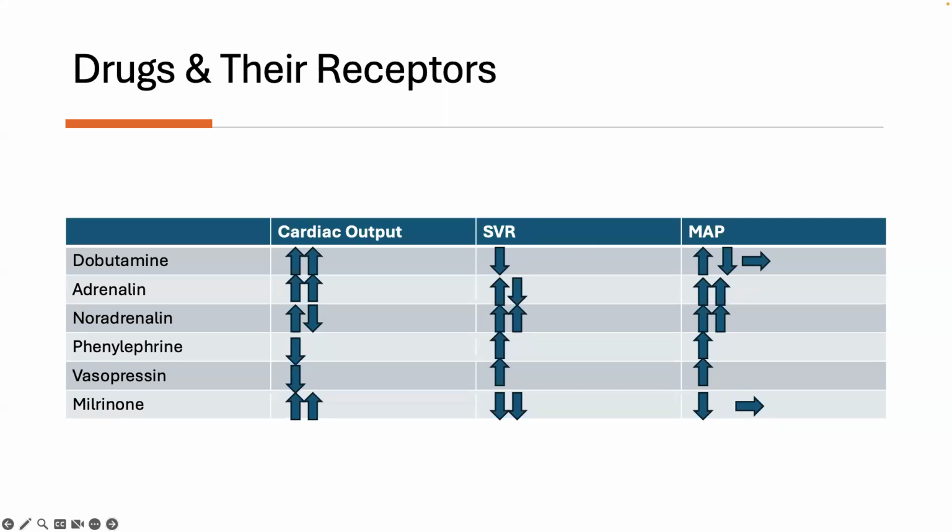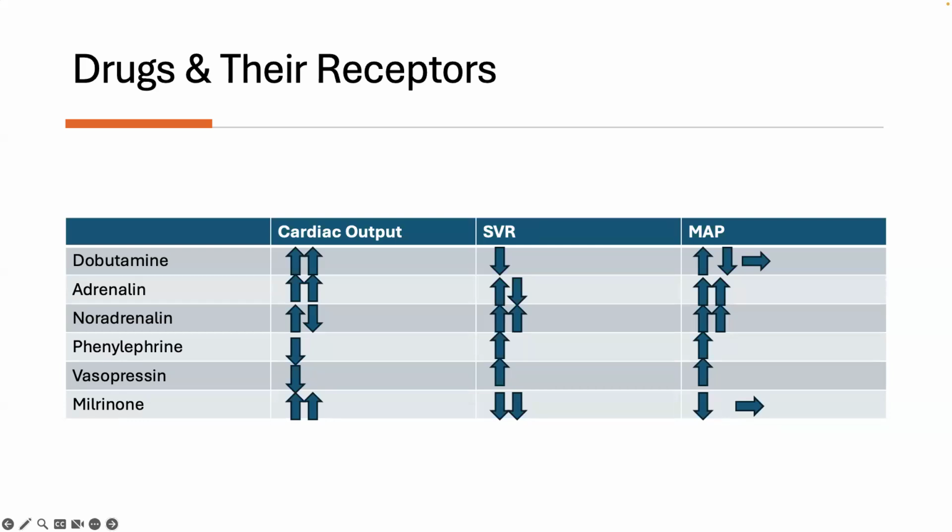Noradrenaline, well, the main thing there is that it will increase your systemic vascular resistance dramatically, and then it will either increase or decrease your cardiac output, depending on where you are. If you've got high dose noradrenaline, it will stimulate your beta-1 receptors and increase your contractility. If you've got low dose noradrenaline, then you would expect some drop in your cardiac output as your systemic vascular resistance increases and it clamps down on that.